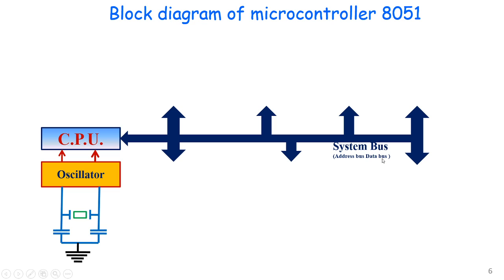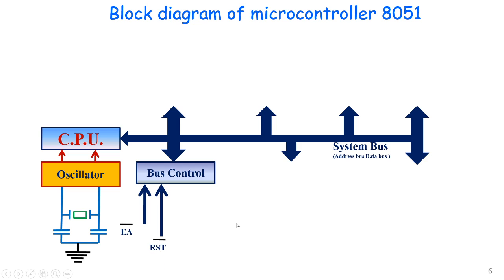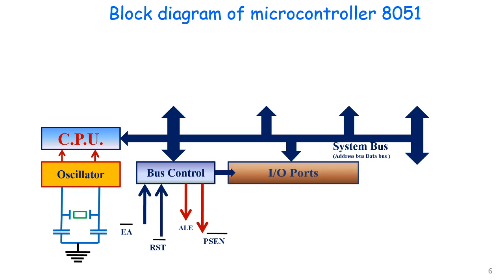The address bus is unidirectional, the data bus is bidirectional, and the CPU accesses the internal peripherals. The bus controls are there to control the system bus. The bus control has the external access control signal, reset, ALE, address latch enable, and PSEN, program store enable. So these are the bus control signal pins. These bus control signals control the input output ports.